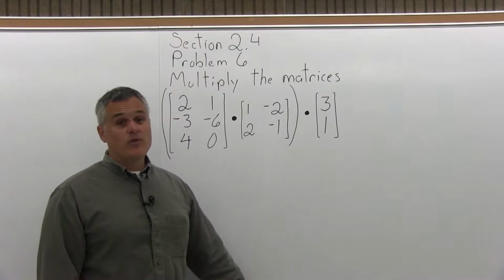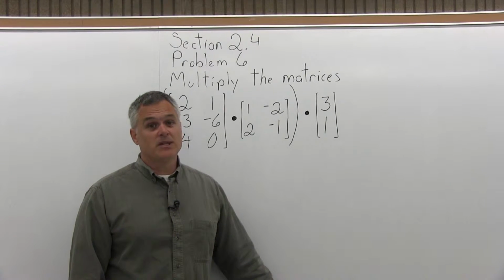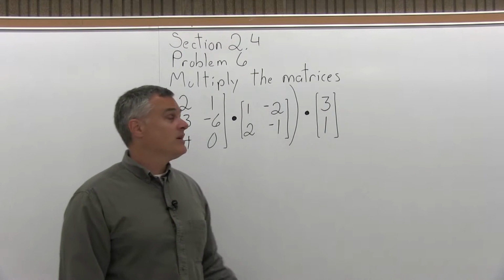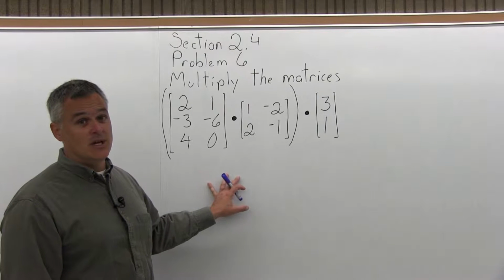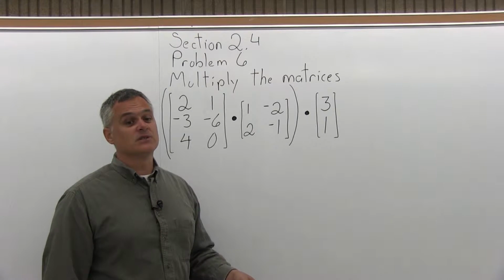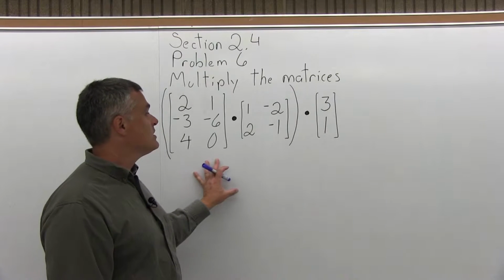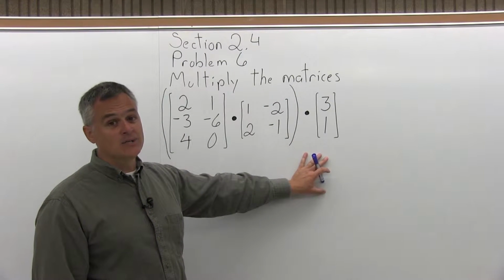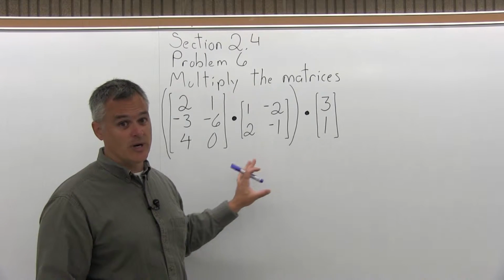This is Section 2.4, Problem 6. It says multiply the matrices. And now this time you're given three matrices to multiply, and there are some parentheses. As with any type of math, you need to do the work in parentheses first. So the two matrices in parentheses you have to focus on first. You can ignore anything outside of the parentheses until you do the work in the parentheses.